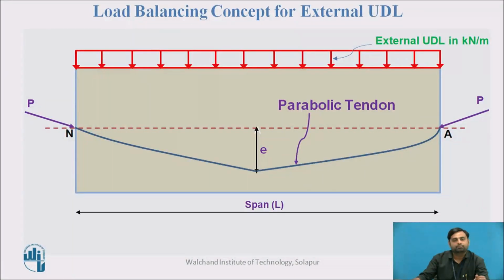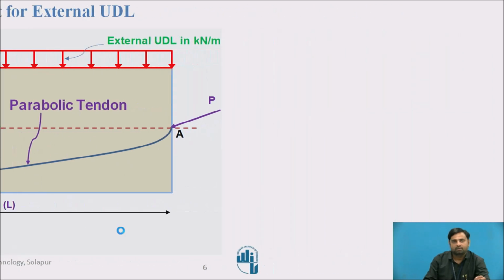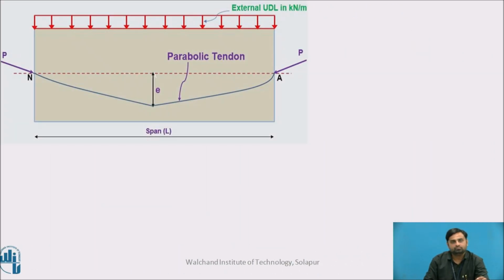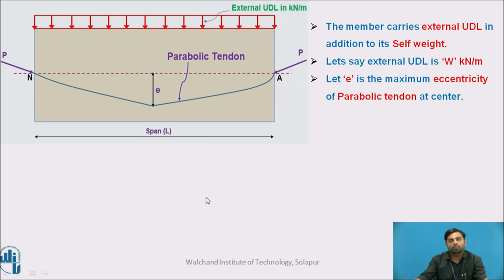Now if you see the same concept, but now we are taking external UDL. Here you can see the UDL is acting on the beam, and self-weight is also there. This type of tendon is the parabolic profile tendon, called a parabolic tendon. The span of the beam is again L and pre-stressing force P is applied over here. Now again, the member carries an external UDL in addition to its self-weight. So self-weight also you need to consider additionally over here.